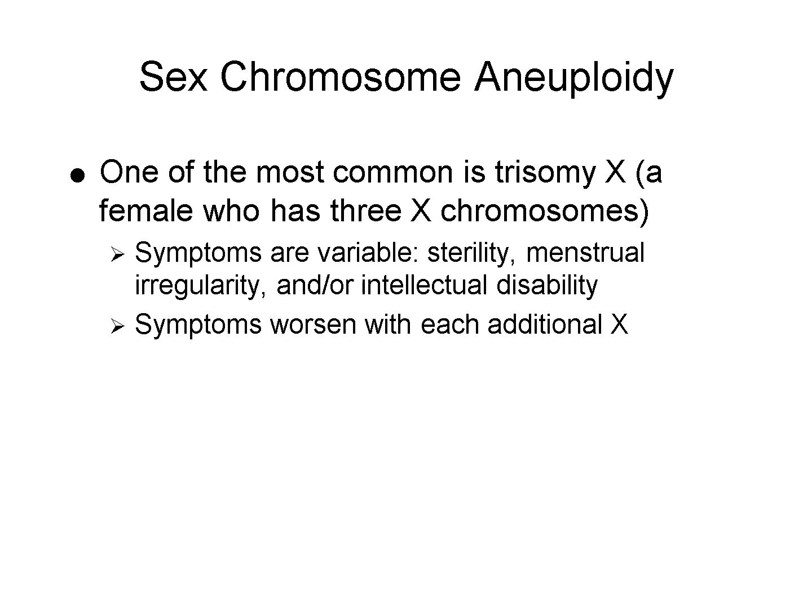One of the most common types of sex chromosome aneuploidy is trisomy X, where a female has 3 X chromosomes instead of 2. Symptoms can vary widely. Some individuals may experience sterility, menstrual irregularities, or intellectual disabilities. The effects tend to become more severe as the number of extra X chromosomes increases.